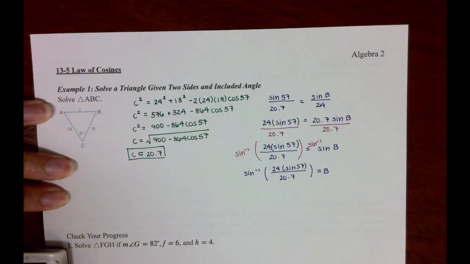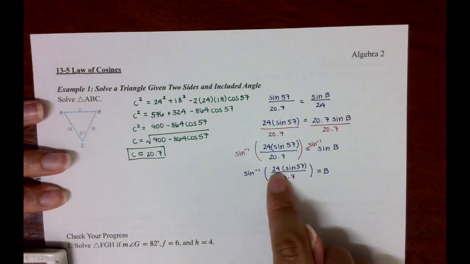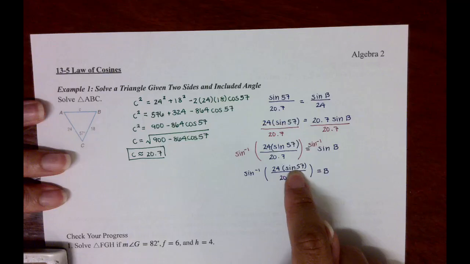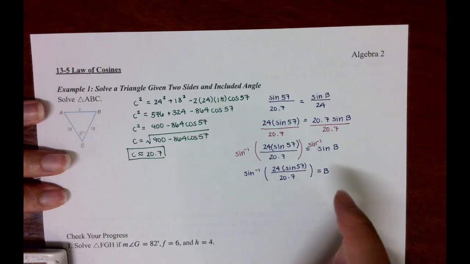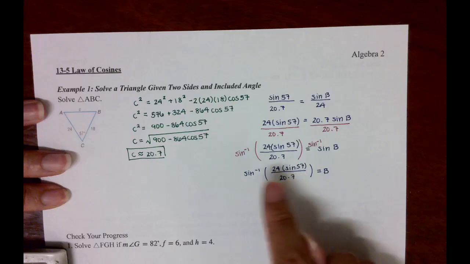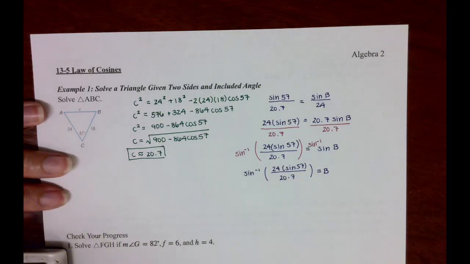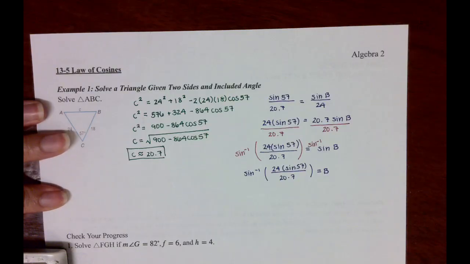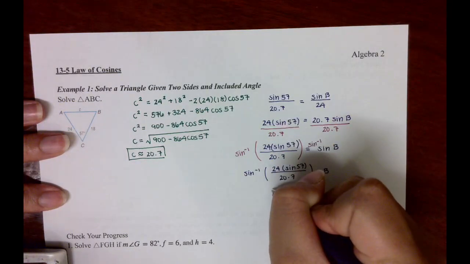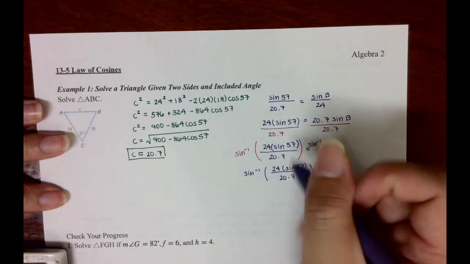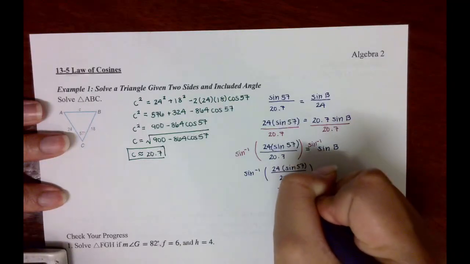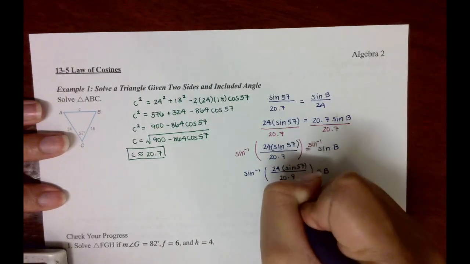Okay, so you can either enter it in one go, or if you're not able to, just do it part by part, right? And if I had to do it part by part, I would do 24 times sine 57, then I take equals, then I would divide by 20.7, and then I do sine inverse of that answer. That's how I would do it if I had to do it separately. Okay. So here, this tells me that angle B is about 76 degrees. For angles, we're measuring to the whole degree. So 76 degrees equals angle B.